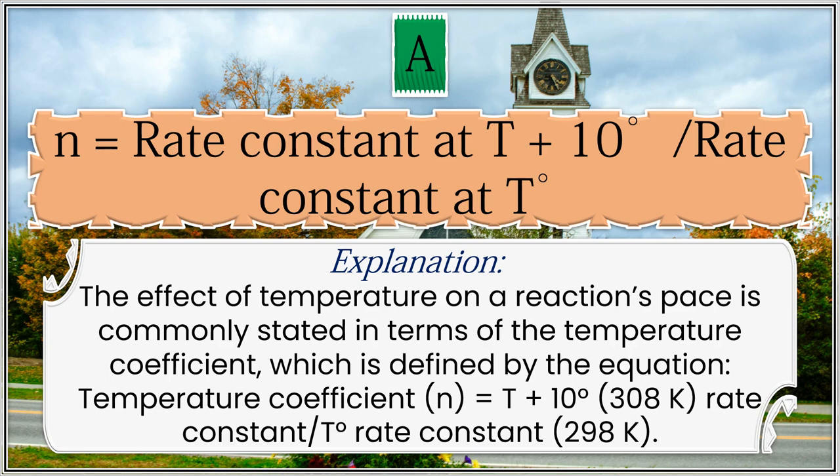degrees. The effect of temperature on a reaction rate is commonly stated in terms of the temperature coefficient, which is defined by the equation: temperature coefficient N equals the rate constant at T plus 10 degrees, or 308 Kelvin, divided by the rate constant at temperature T, which is 298 Kelvin.